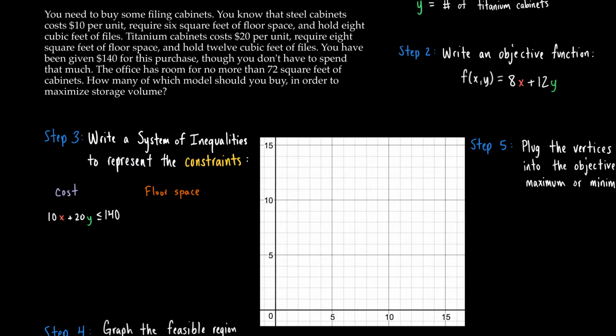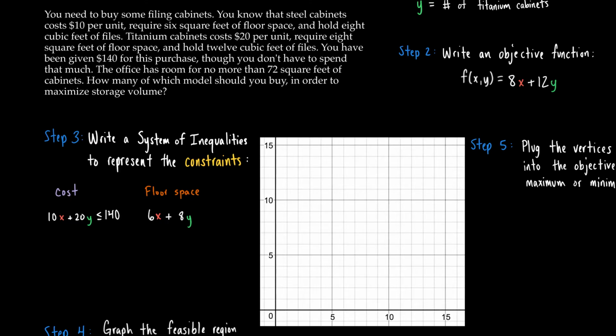What about our floor space constraint? So for steel cabinets, we need 6 square feet of floor space. So let's go ahead and say 6 times the number of steel cabinets we get. That's going to be the amount of floor space we need for the steel cabinets. What about the titanium cabinets? They require, where does it say? Titanium cabinets require 8 square feet of floor space. So we're going to need 8 square feet of floor space for those. And how many of those do we have? We have Y of those.